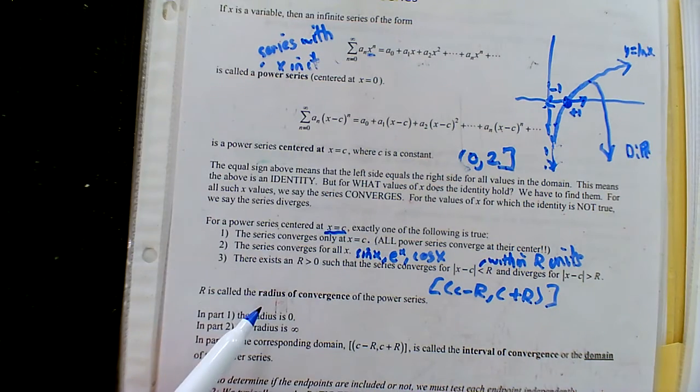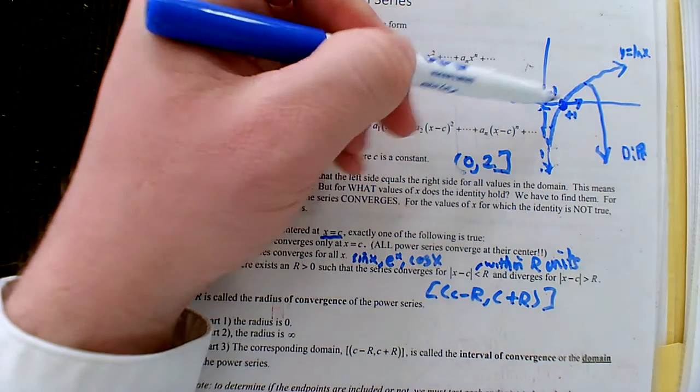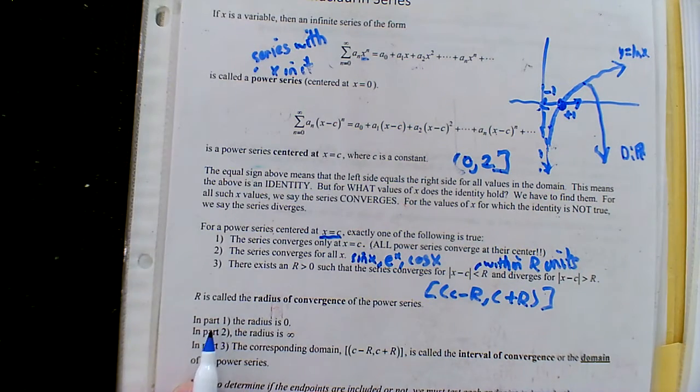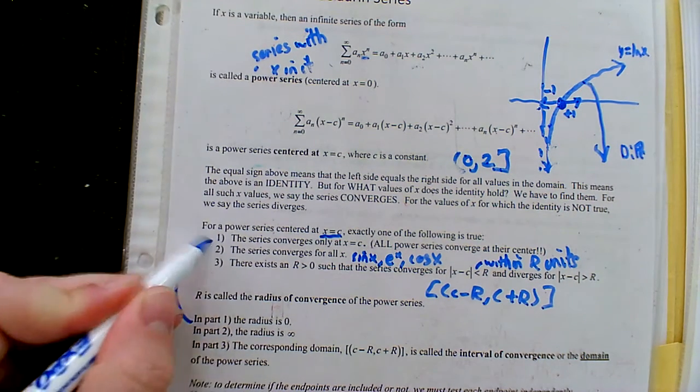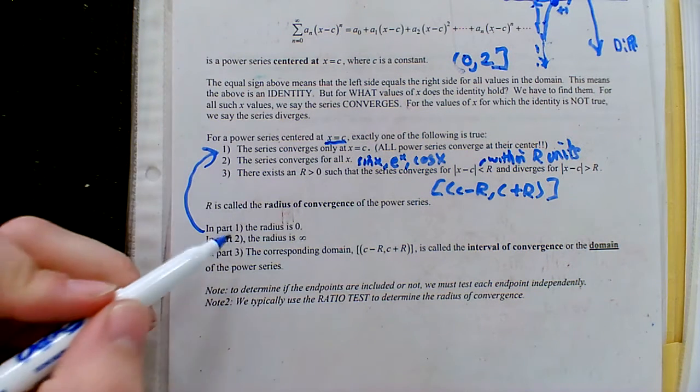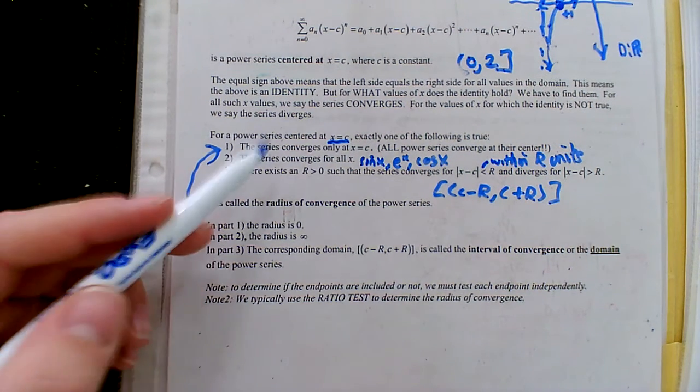R is called the radius of convergence. So again, that's what I described with the +1 and -1. Again, right here, so radius of convergence. In part 1, these are referring back up to these. 1 is referring to this one, 2 is referring to that 2. So it says in part 1, the radius is 0.